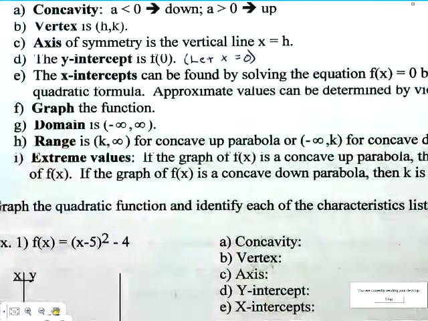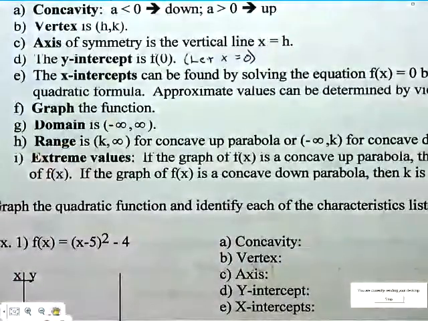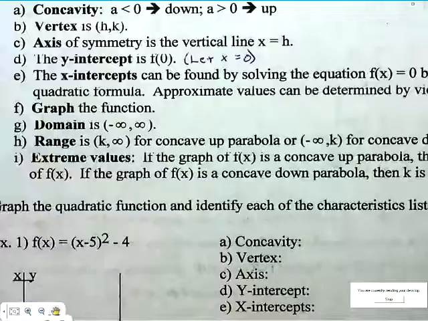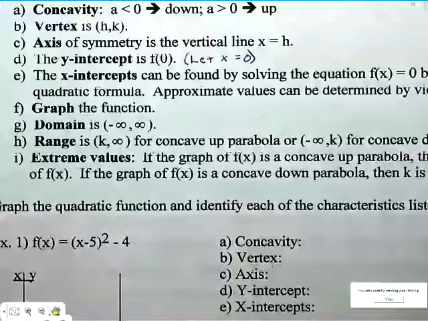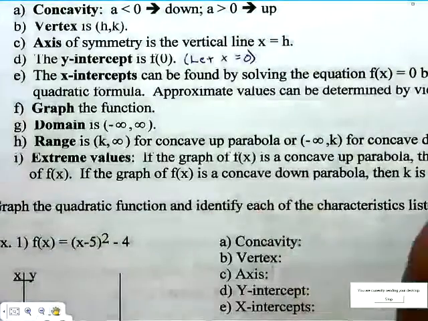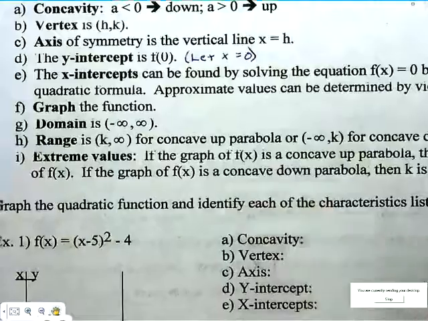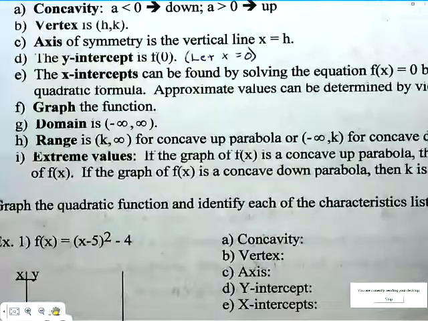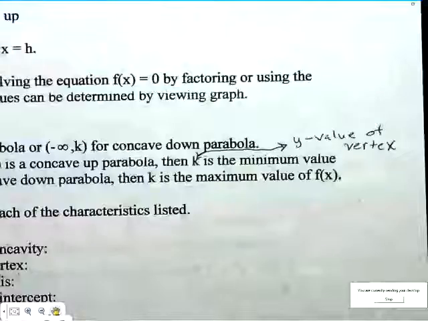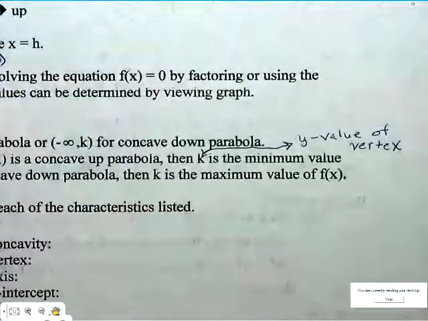If the parabola is concave up, is that extreme value going to be a minimum or a maximum? Minimum, and if it's concave down, that extreme value is going to be a maximum. All right, so the range is just the lowest y to the highest y, and the extreme value is always the y value. Did I write that somewhere? That k is the y value of the vertex. So that k is a minimum for a concave up parabola or a maximum for a concave down parabola.